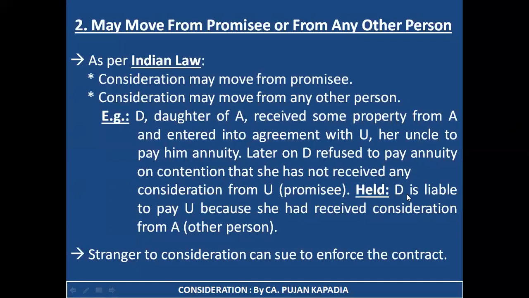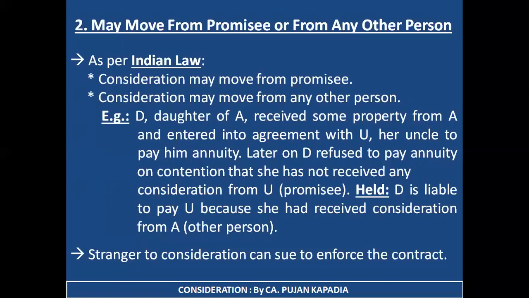D, that is the daughter, is liable to pay to her uncle U because she had received consideration from A, that is the other person, her father. Now, in this particular case, the promise was made by D to whom? To her uncle U to pay the annuity. Now the contention of D was that I am not going to pay you. Why? Because I have not received anything as consideration from you.